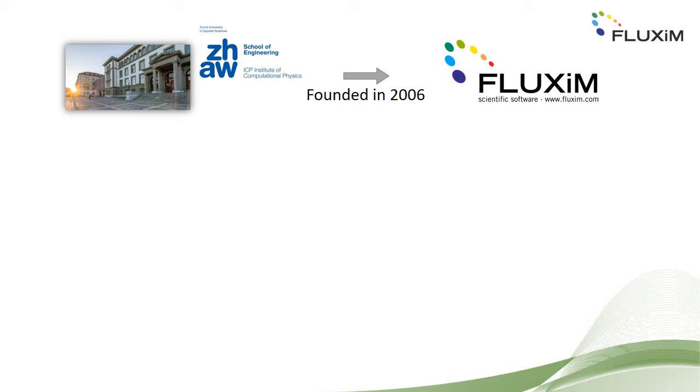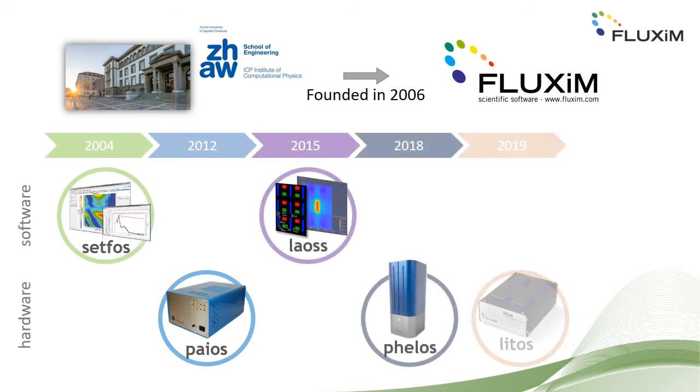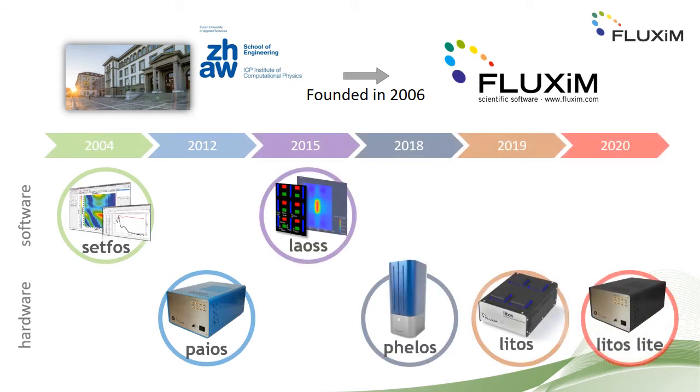We spun out from the Zurich University of Applied Sciences in 2006 as a spin-off company, and then we started out with simulation software, namely ZFOS. Initially, ZFOS contained only light emission, but later on electrical processes were added. And as you can see from this chart, we introduced measurement equipment in 2012, then a second simulation tool called LAOS in 2015, as well as angular measurement instruments, and finally stress testing hardware called LITOS and LITOS Lite.